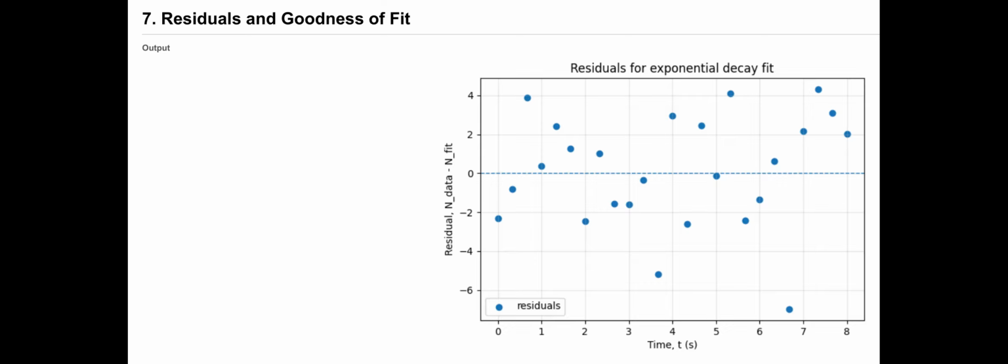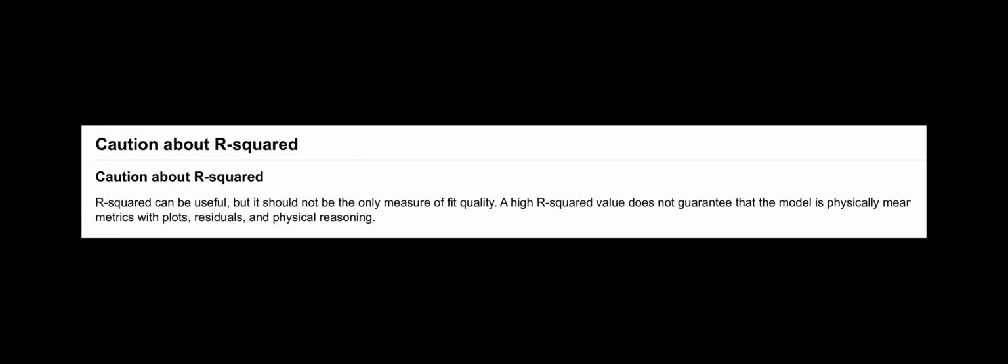It confirms that our noise was indeed random, and our exponential model was the correct choice. A word of caution: do not over-rely on R-squared. While it is a helpful metric, a high value does not guarantee your model is physically sound. Always use your eyes to check the plots, and use your physics knowledge to evaluate the results.